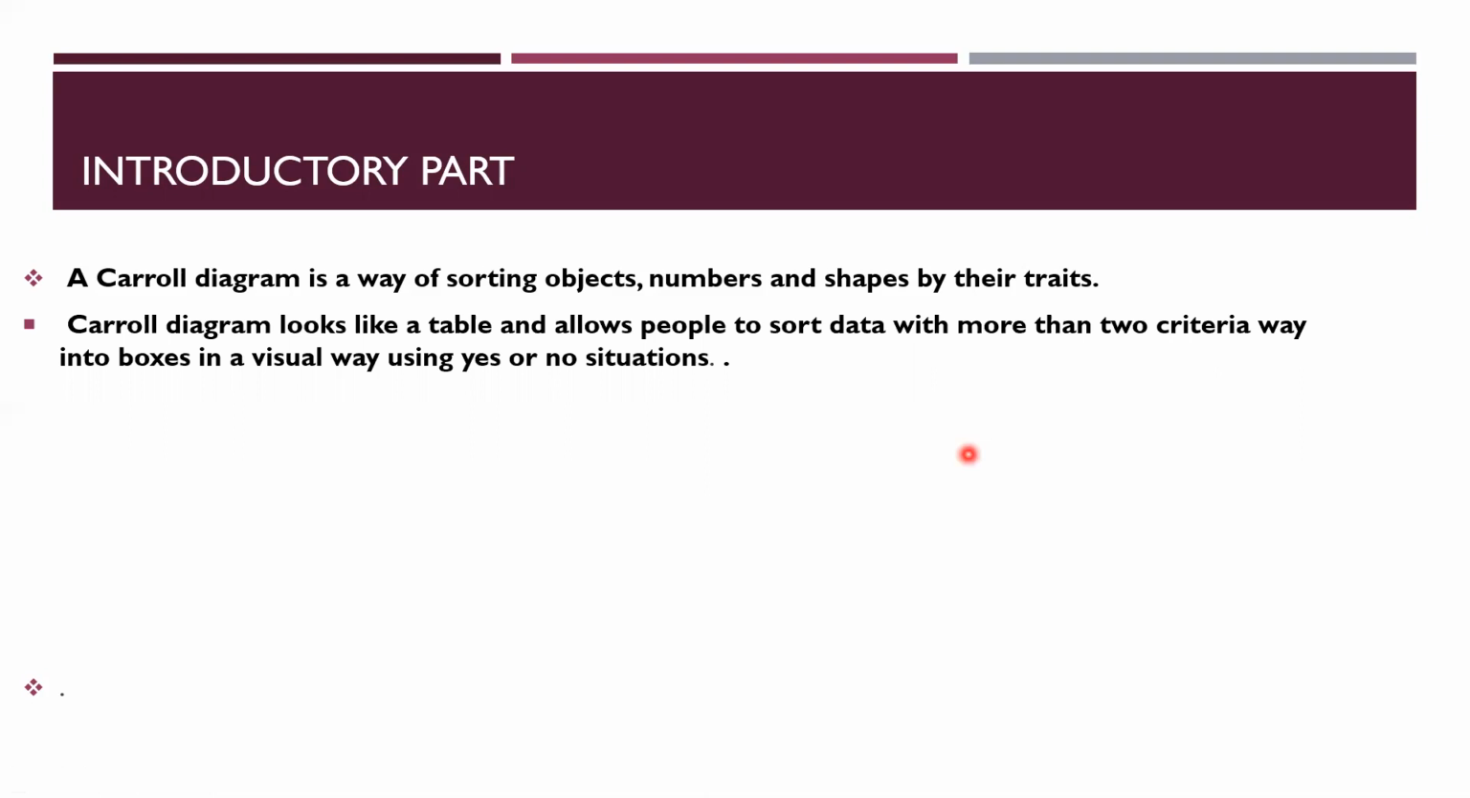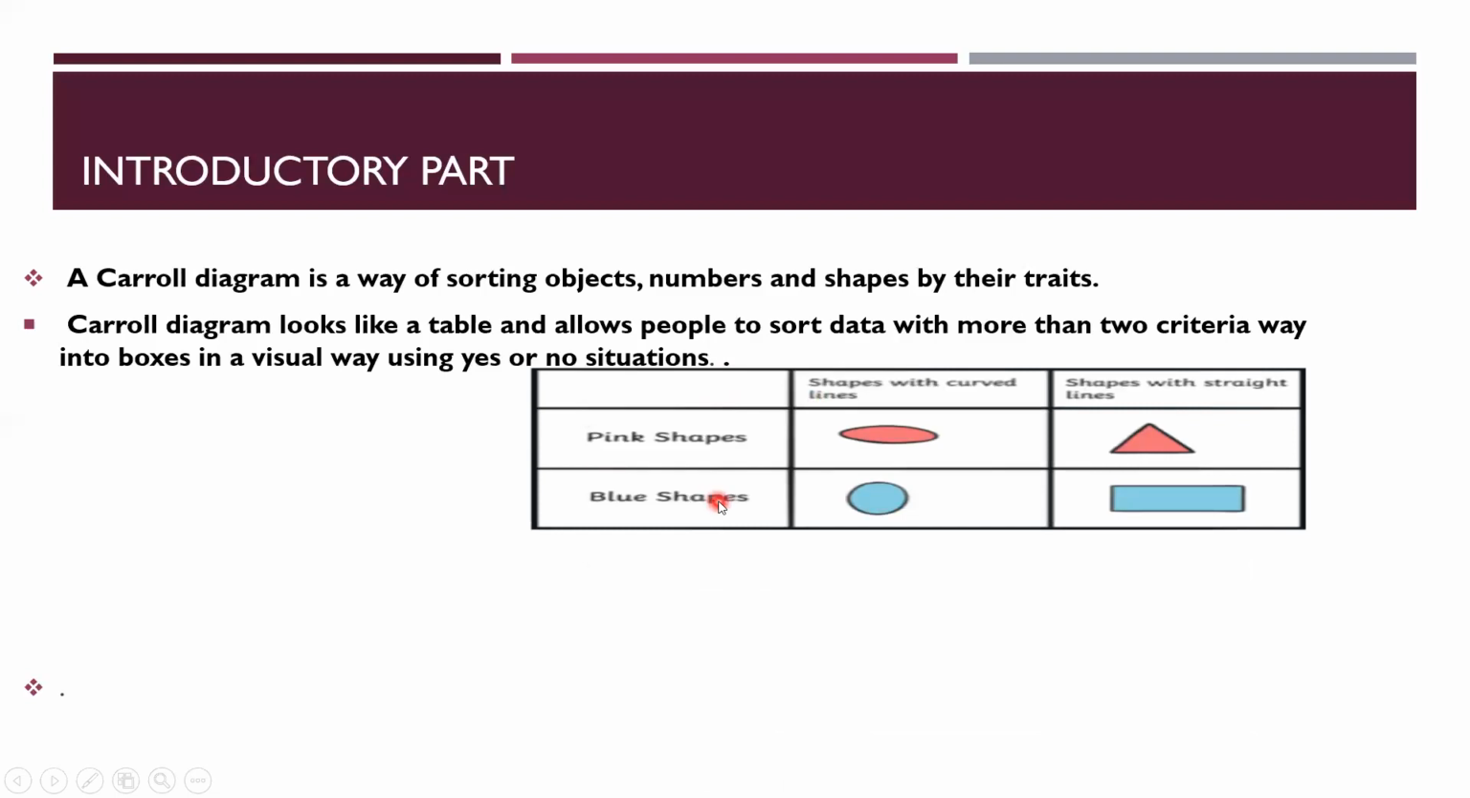It looks like a table and it allows people to sort data with more than two criteria way into boxes. How? A minimum of two, maximum of any number. So minimum there will be two criteria, and it looks like a table inside. How in a table means into boxes in a visual way using yes or no situations. Now I will show you an example for a Carroll diagram.